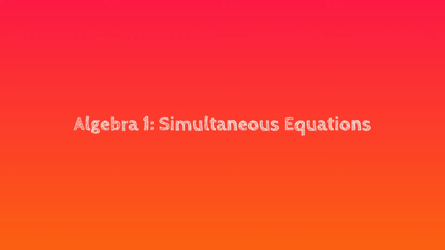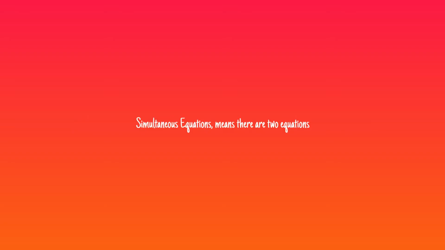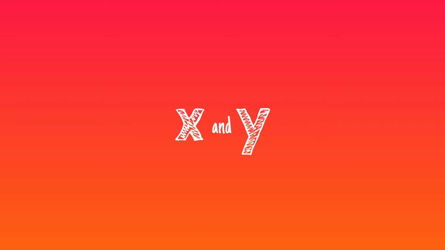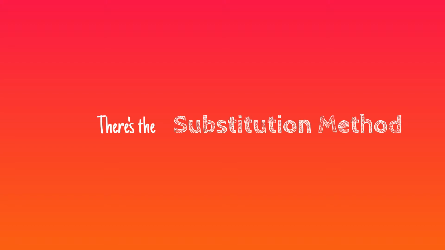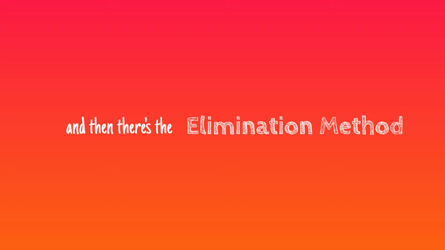Today we are doing Algebra 1, Simultaneous Equations. Simultaneous equations means there are two equations that need to be solved to find the solution for x and y. And simultaneous equations always come in pairs. And there are two methods to solve simultaneous equations. There's the substitution method and then there's the elimination method.